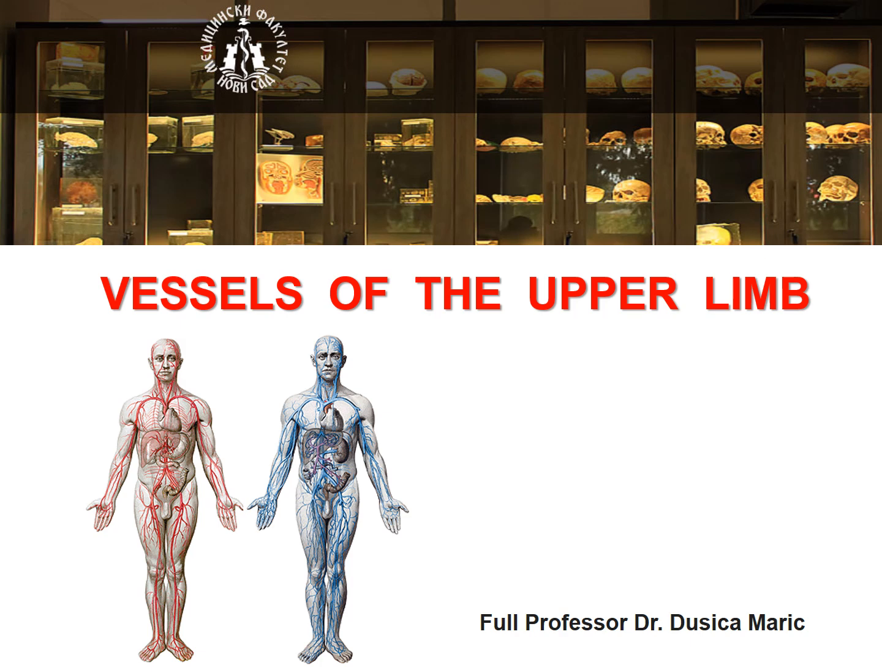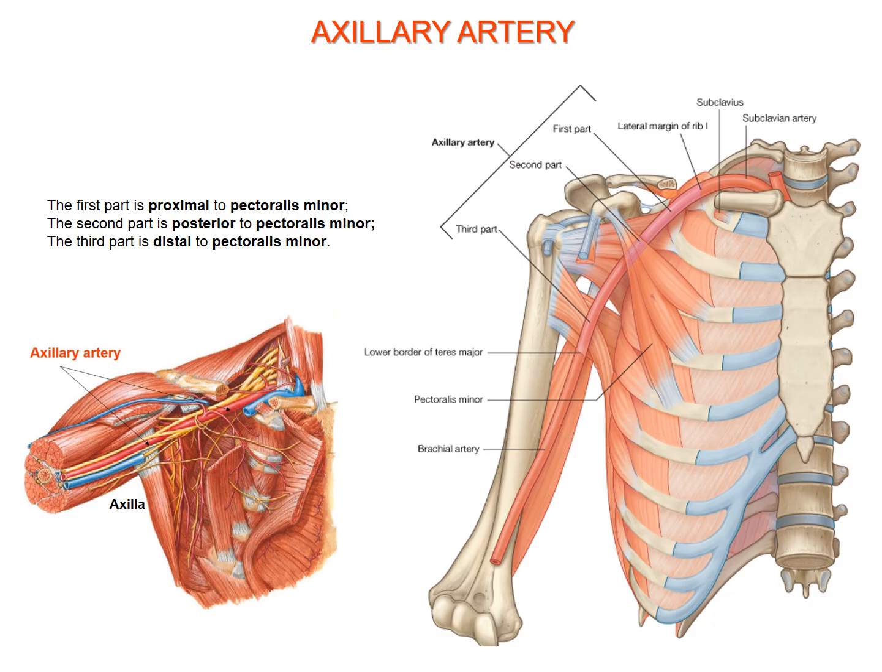Dear students, we shall continue now with arteries, veins and lymph vessels of the upper limb. The axillary artery is a direct continuation of the subclavian artery beyond the outer border of the first rib. It gives off branches in the axillary fossa and then continues as the brachial artery.